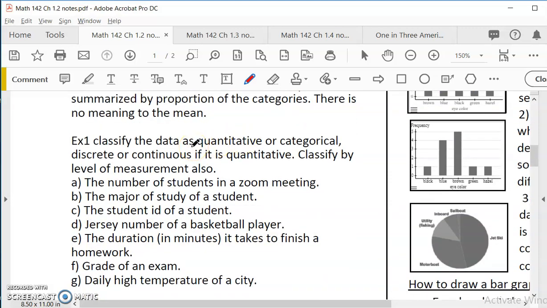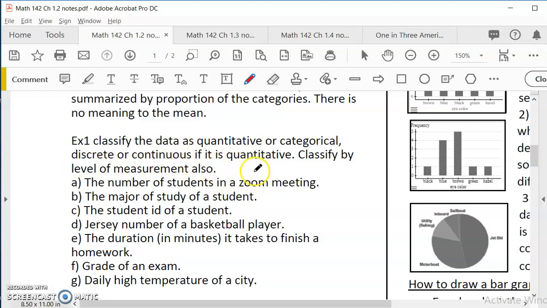Okay, so this is an example. Let's classify this data. We want to classify them as quantitative or categorical. And if they're quantitative, are they discrete or continuous? Remember, only if they're quantitative would we classify them further as discrete or continuous. And then we also would classify their level of measurement.